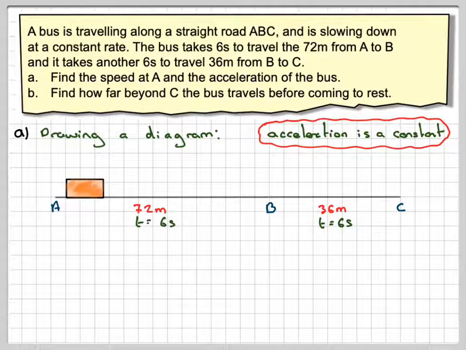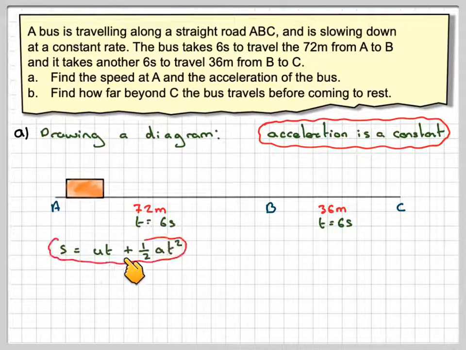So if we split the problem up, we first do from A to B and then from A to C. In each case we will get the same initial velocity. And we're going to have two unknowns here: the initial velocity that we need to find, and the acceleration, so you need to make up two equations. We're going to use s equals ut plus a half at squared. We can do that because the acceleration is constant, and we would expect a to be negative.